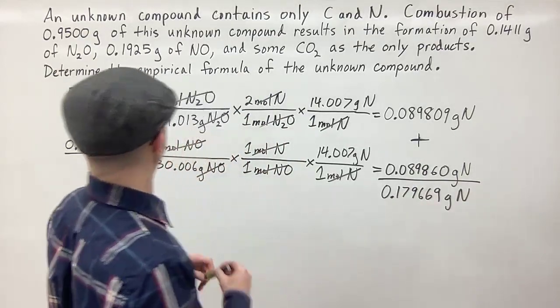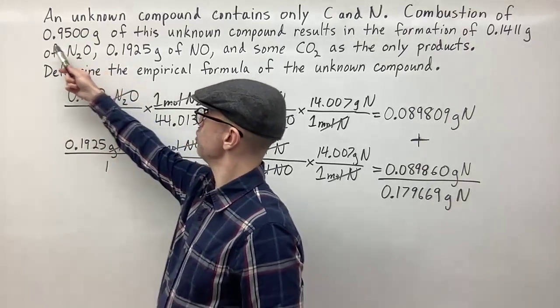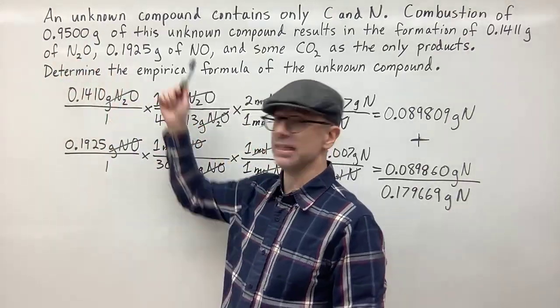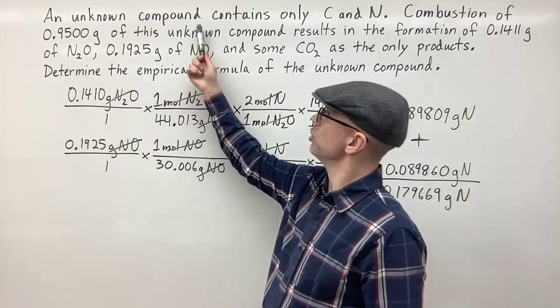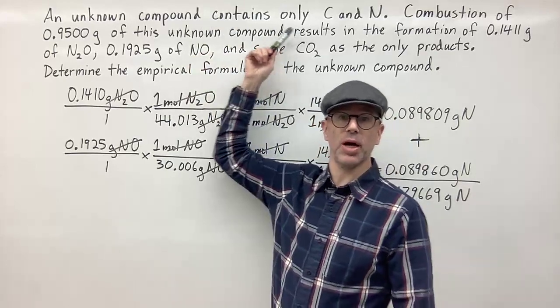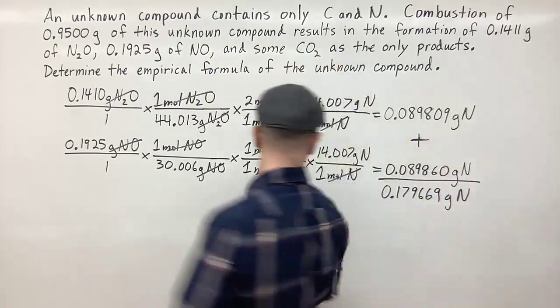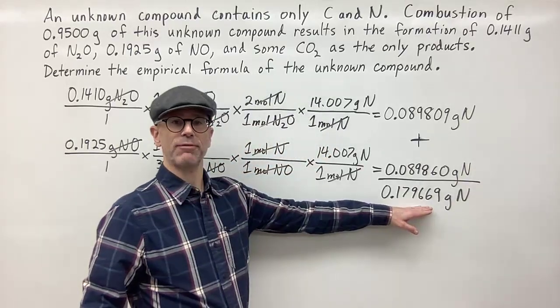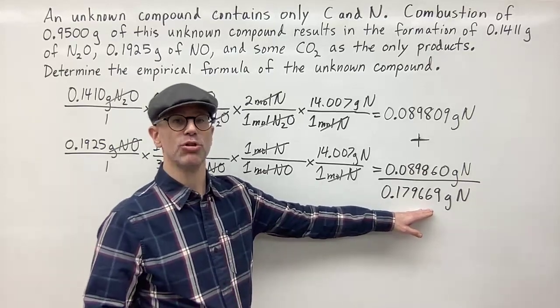So I know that the original sample of my compound was 0.9500 grams. To get the mass of the carbon, because I know that my original compound is only made up of carbon and nitrogen, and I've got the total mass of my nitrogen, all I need to do is subtract that from the total mass of my compound, and the leftover mass has to be due to the carbon.